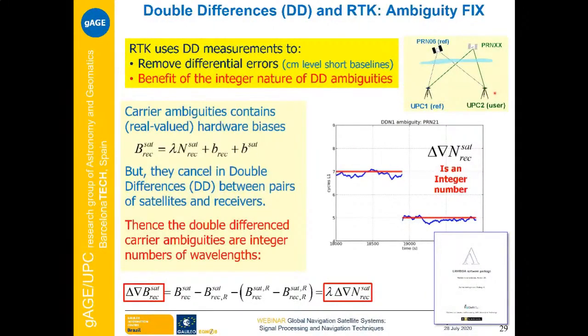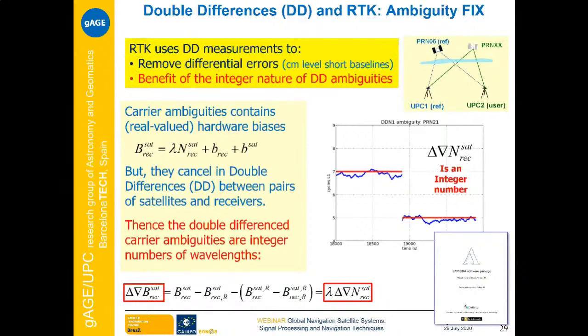In RTK, we are not taking single differences, we're taking double differences. This means differences between pairs of receivers and also pairs of satellites. Double differences between pairs of receivers and pairs of satellites. Why? Well, I have to clarify that it is not necessary in order to remove differential errors, single differences is enough. But, well, why not?